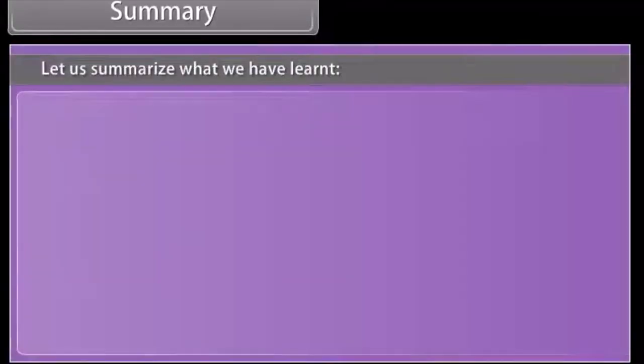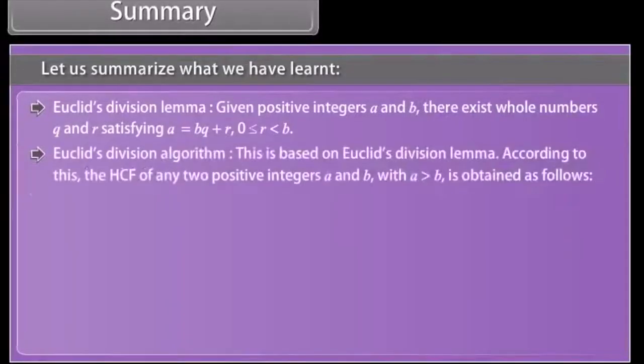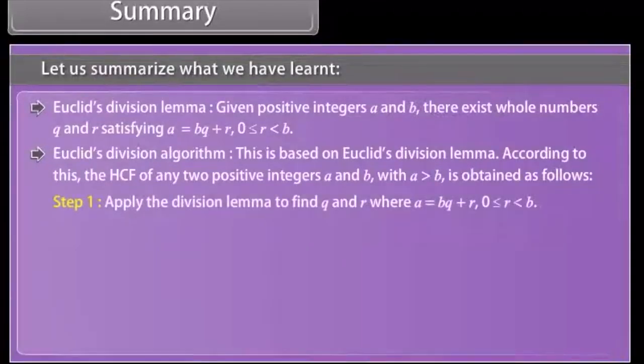Summary. Let us summarize what we have learned. Euclid's division lemma. Given positive integers a and b, there exist whole numbers q and r satisfying a = bq + r, 0 ≤ r < b. Euclid's division algorithm. This is based on Euclid's division lemma. According to this, the HCF of any two positive integers a and b, with a greater than b, is obtained as follows. 1. Apply the division lemma to find q and r, where a = bq + r, 0 ≤ r < b.